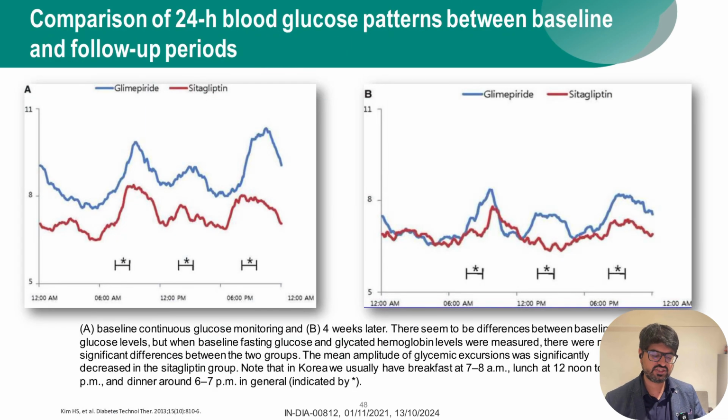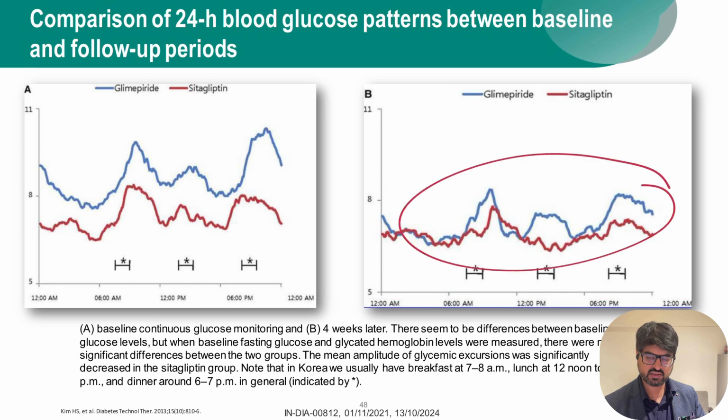Again, if you see the CGM patterns of these patients, you can clearly see here, right? This is at baseline and at 4 weeks later, right? So at baseline, they were okay, but at 4 weeks you can clearly see, right? There is some amount of difference. You can see here, right? Post meals, you can see quite a bit of difference, right? So the patient on glimepiride definitely is still having excursions of glucose compared to the patients on sitagliptin.